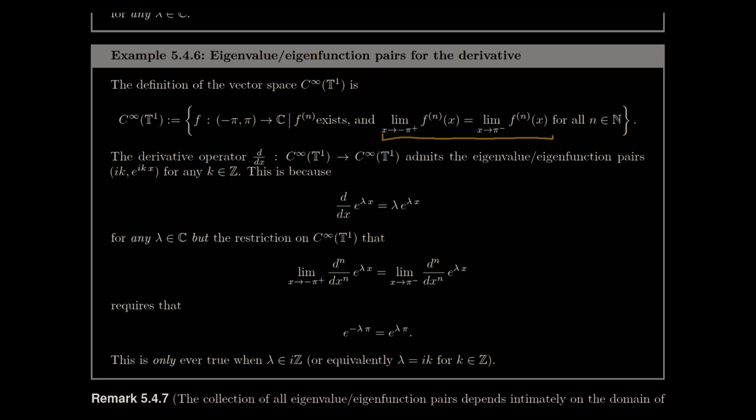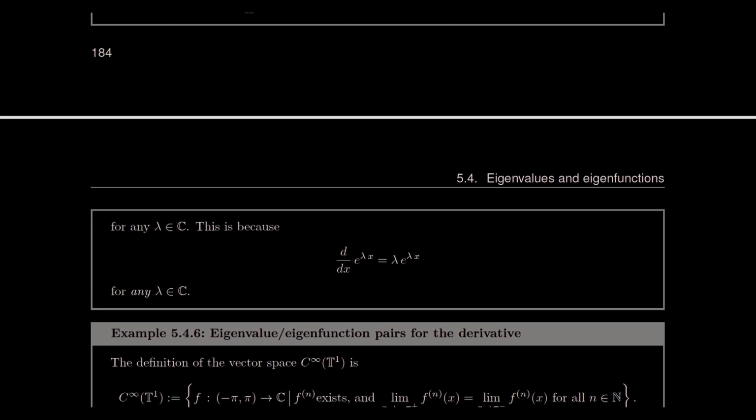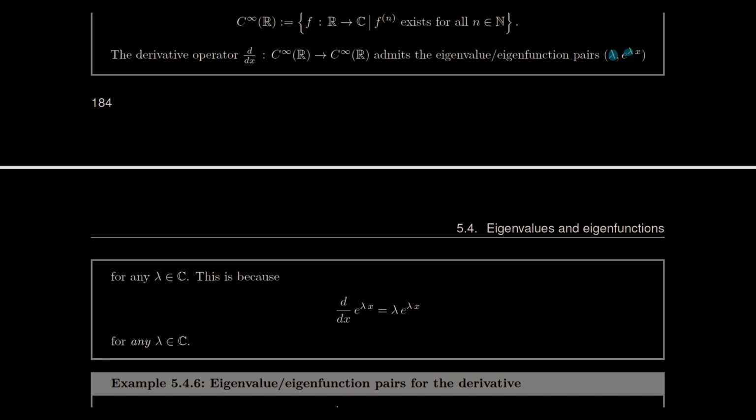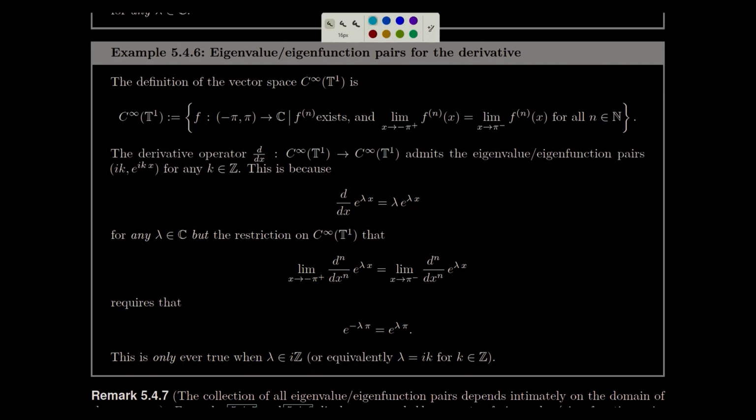So this is the space C infinity of the one torus. And the derivative operator on here admits the eigenvalue eigenfunction pairs. Well, now it's changed, right? So up top, in the previous case, I gave lambda, e to the lambda x. I'm being a little bit more restrictive here. I'm saying now the eigenvalue eigenfunction pairs are ik, e to the ikx. Now, of course, that looks very similar, but this is now only true for every k in the integers, Z.